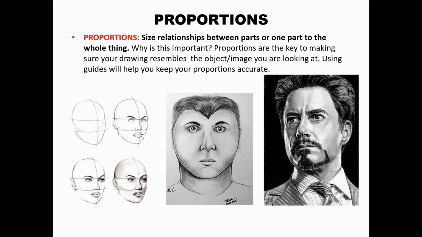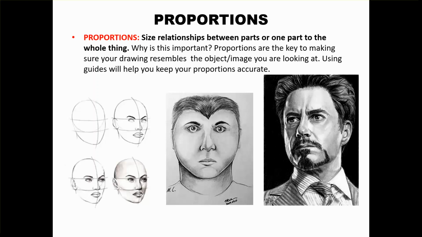And then lastly, proportions. Your drawing should have proportions. That means size relationships between parts or one part to the whole thing. You must have size relationships between parts or one part to the whole thing. That's important because let's say you draw a bottle and that bottle has a small spout and a large base, but you draw the spout too large, the bottle will not look very accurate. That's why it's so important to observe your object first and then compare them.